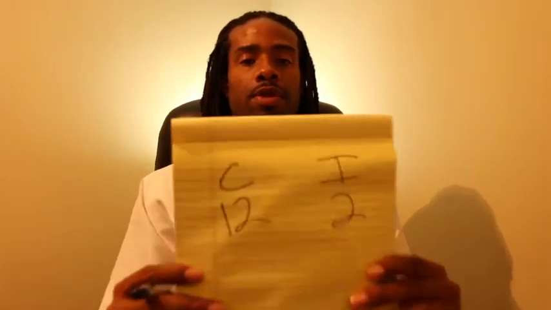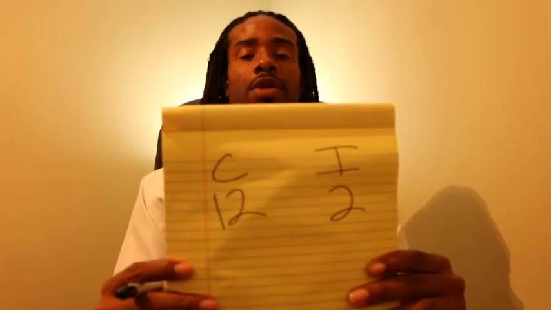Step number 4. Count up your correct cards. 12. And your incorrect cards. 1, 2. And record the data. There you have it. 12 correct, 2 incorrect in this case.